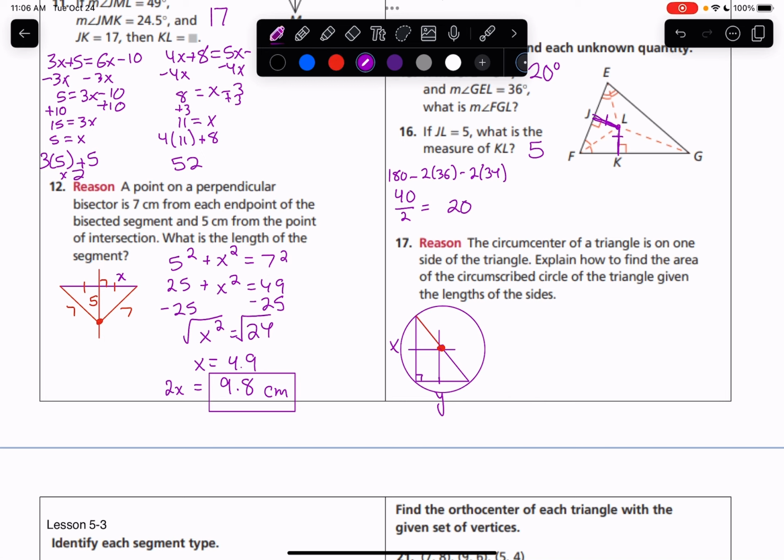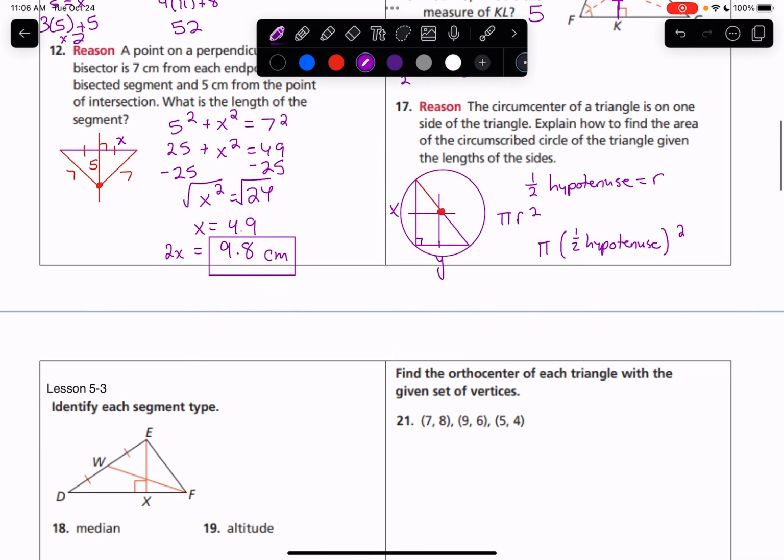So what I would do is I would find half the hypotenuse, that would be the radius, and since the area of a circle is pi r squared, then that would mean that our area is pi times half the hypotenuse squared, just like that. It's a little bit of an in-depth question. We don't necessarily need all of that to understand what we need to know for the test.